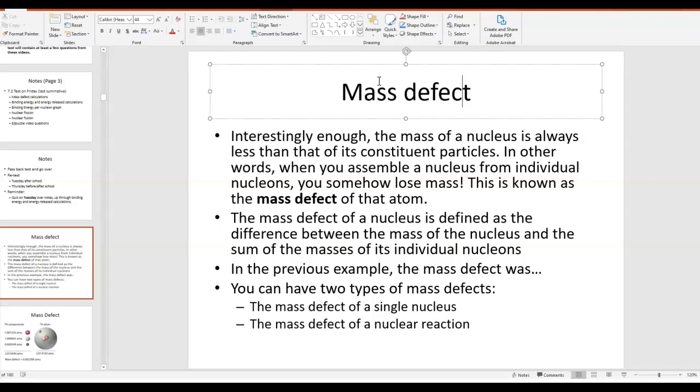Now, I haven't told you where the mass is going. Some of you might be freaking out saying, wait, mass can't disappear. I mean, mass is conserved, right?